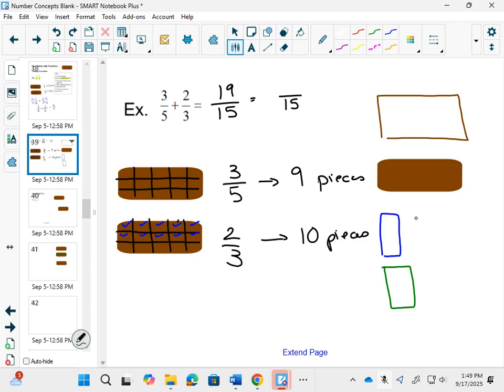What number would be out in front? 1 whole. And how many left? 4. Makes sense because 15 would make that whole chocolate bar. And you had 19 pieces, so you'd have 4 pieces left.